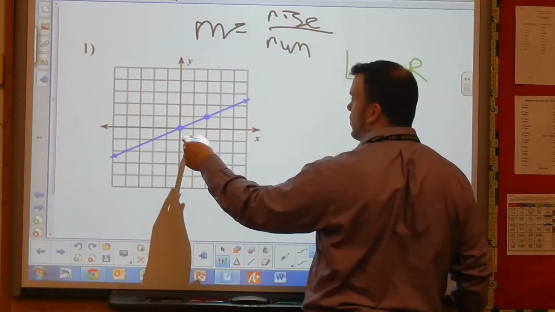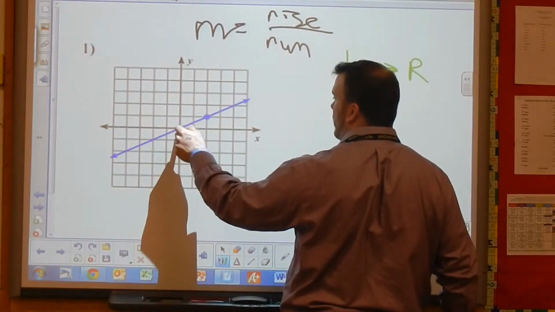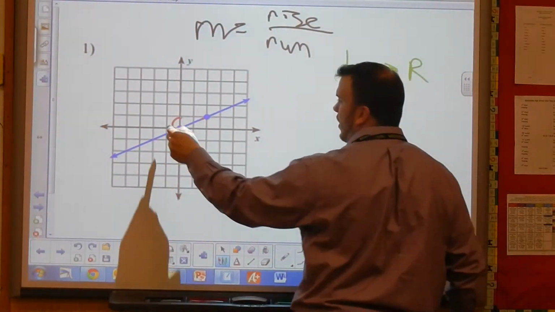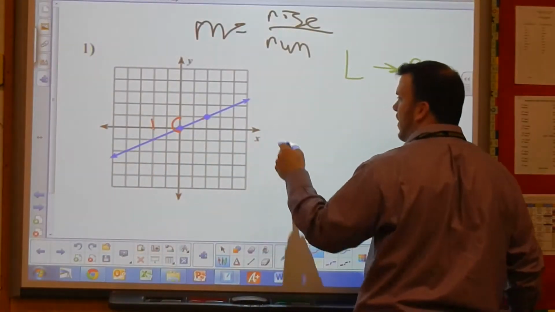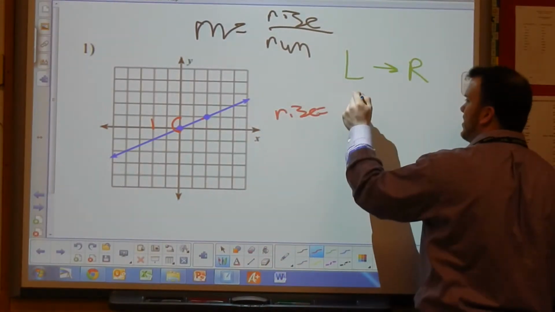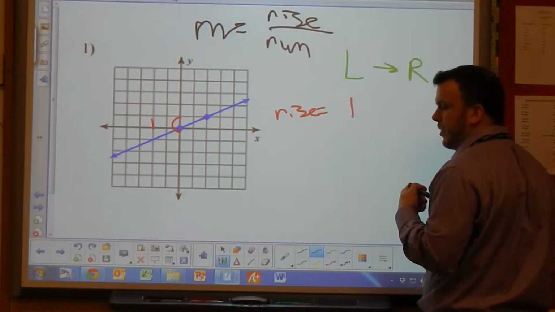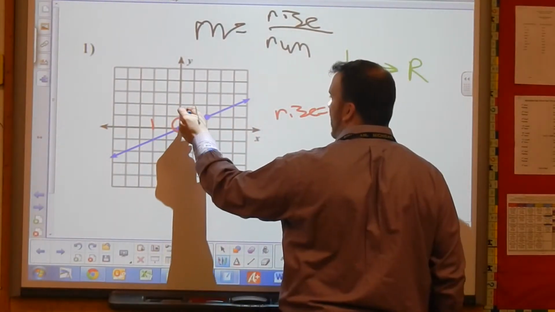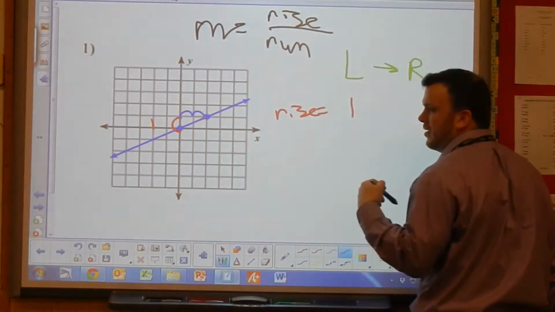We start at my leftmost point, and I notice from here to here, I must go up. And how much did I go up? I went up 1. So if I were to ask you what the rise was in this case, your rise is 1. From there, we have to look at our next situation, which is our run, which is how far we've moved left or right.